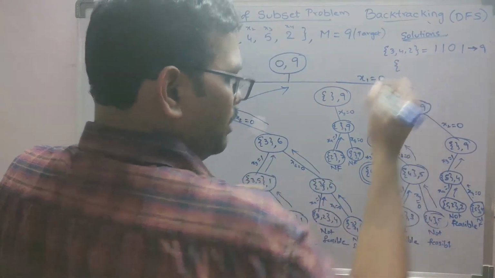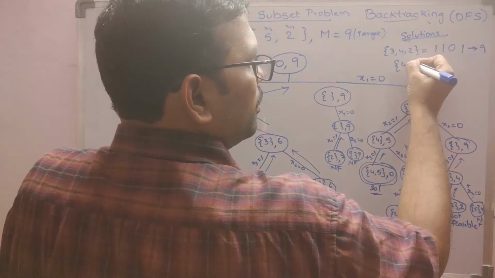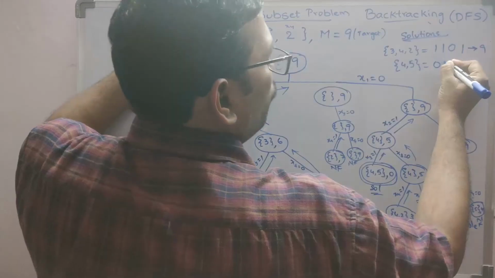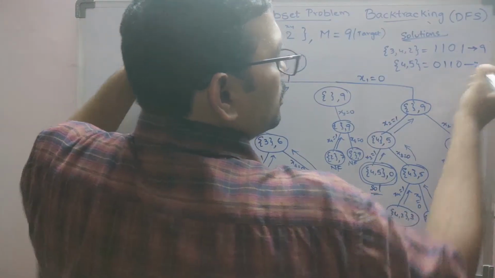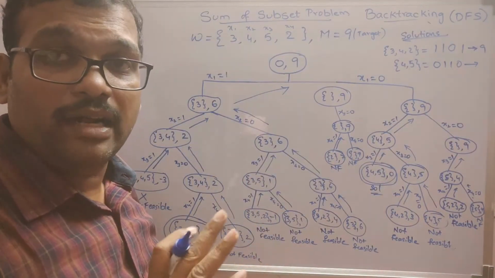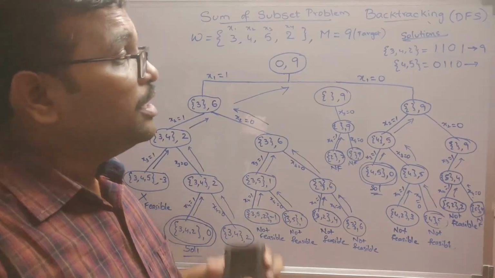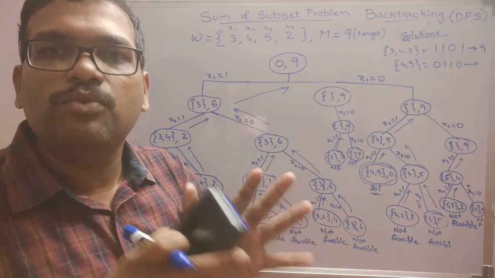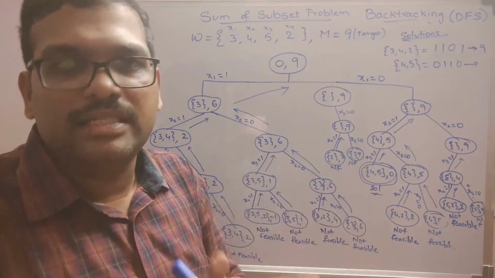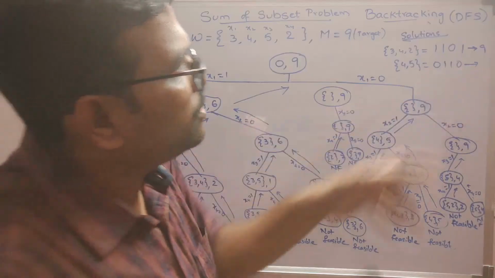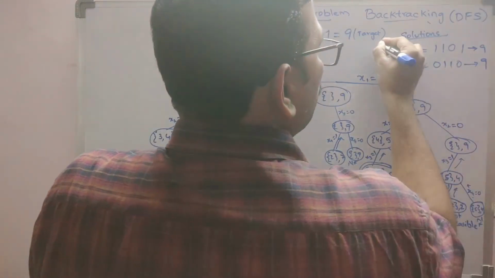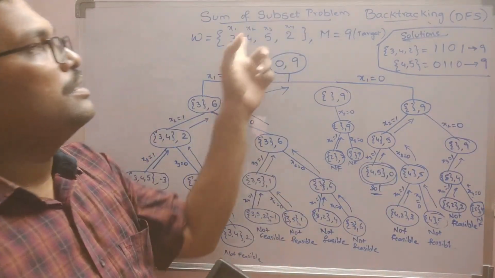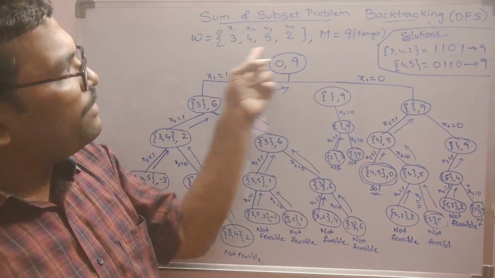Similarly the second one is 4 comma 5. This can be represented as 0, 1, 1, 0. This is not a binary representation, okay, don't get confused. This represents which element should be considered and which element is not to be considered, right? So again this becomes 9. So these two are the solutions of the sum of subset problem for a given example.